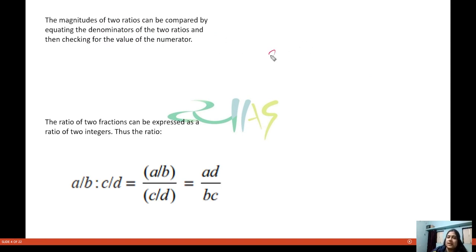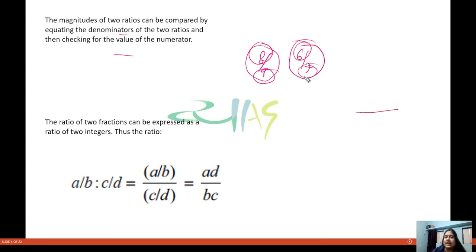Let us take 8 by 9 and 6 by 7. These two numbers are very alike, because these are just one short of this. Now we have to tell which one of the ratios is greater or smaller. So what it is saying is that we first equate the denominators and then we compare which ratio is bigger.